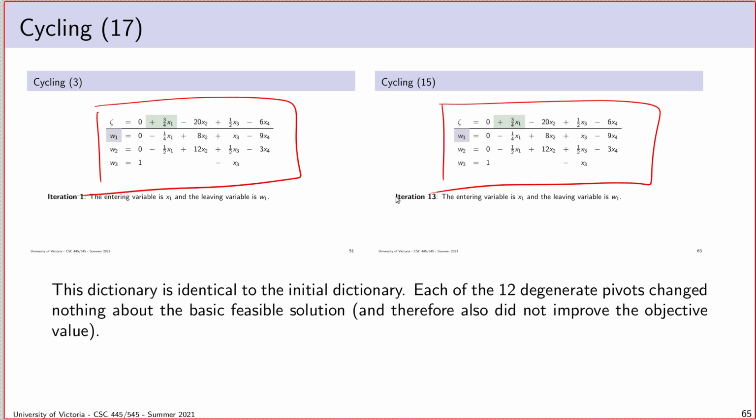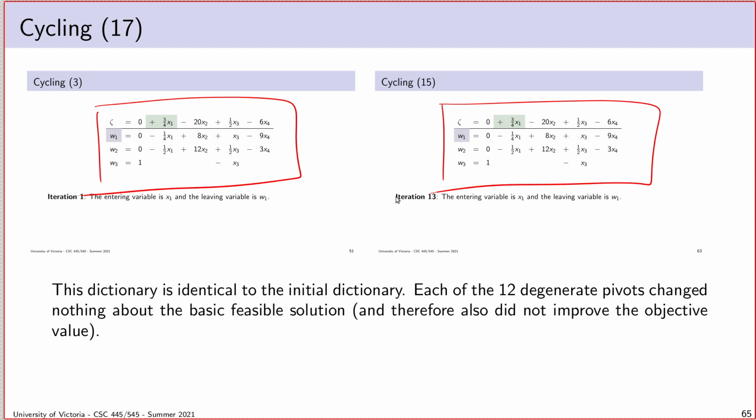It just shuffled variables between the basis, in and out of the basis. That's it. And so it didn't improve the objective value. And that's why I had to be a bit worried, because if the objective value isn't going up, I run the risk of retracing my steps, ending up where I've already been. And in these 12 dictionaries, that's exactly what happened.